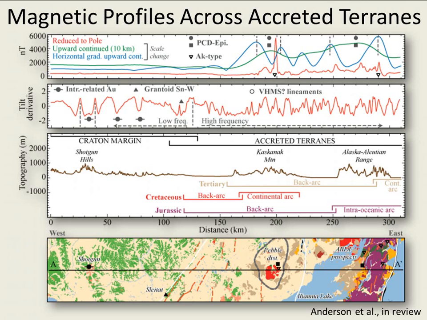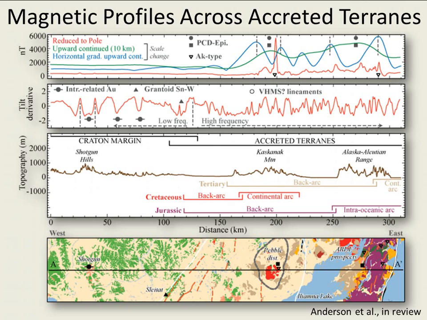If we were to upward continue the data, we highlight the intraoceanic and continental arc rocks off in the east. And then taking the total horizontal gradient helps define the footprints for our porphyry copper systems. And then the tilt derivative shows another complex pattern. We've got high frequency anomalies off to the east over the magmatic arc in the back arc setting, and low frequency anomalies are more common over the craton margin over here.